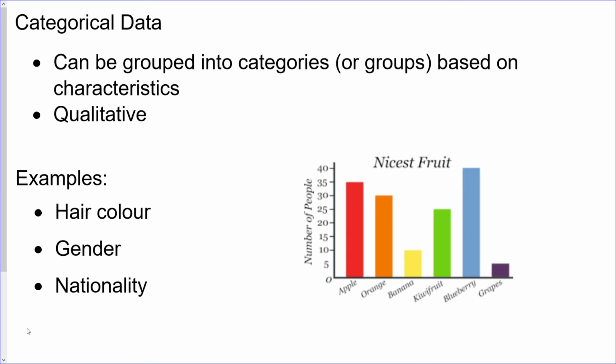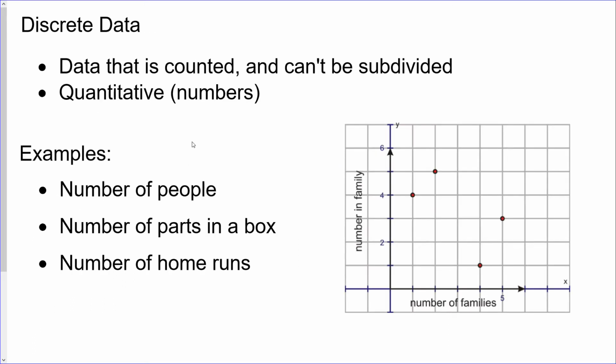Moving on to the second kind, that is discrete data. That's data that can be counted, but can't be subdivided. We'll talk about that, and it will become clearer as you look at the examples. So discrete data is quantitative, so you're looking at numbers. Examples of discrete data are number of people, number of parts in a box, or a number of home runs, for example.